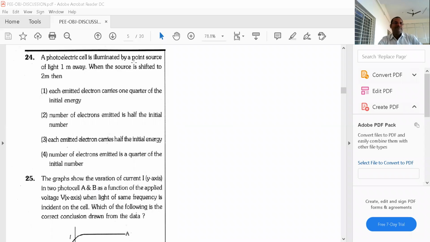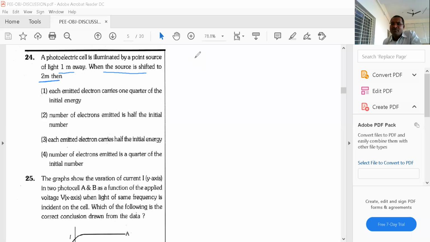A photoelectric cell is illuminated by a point source of light 1 meter away. When the source is shifted to 2 meters, then each emitted electron carries 1/4 of the initial energy. The number of photoelectrons emitted is half. Each emitted electron carries half of the initial energy. The number of emitted photoelectrons is a quarter of the initial number.